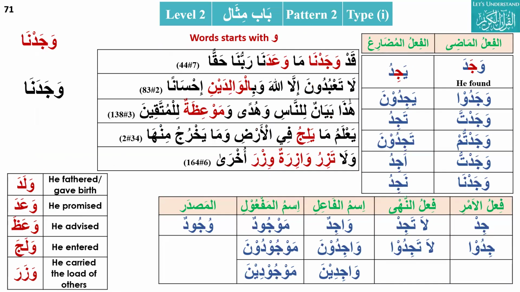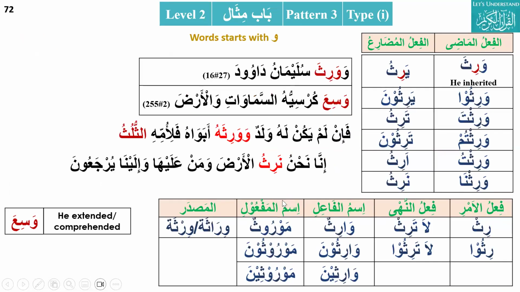Similarly, wajada. Sometimes there are very common words like walada, he fathered, he gave birth. Wa'ada, he promised. Wa'adha, he advised. Walaja, he entered. Wazara, he carried. Wazara yaziru, wazirun. So wazara, he carried the load of others. Wazar, wizrun. So wazara yaziru, wajada yajidu. And the next chapter is warisa yarithu, and only one word, that is wasi'a yasi'u. Wasi'a kursiyuhu as-samawati wal-ard. His kursi extends over the heavens and the earth.